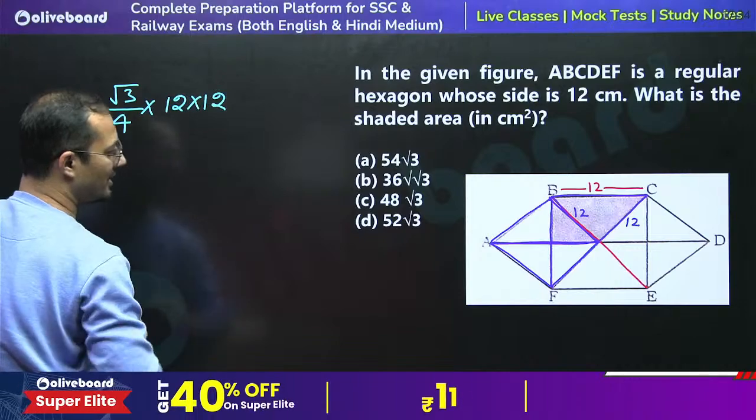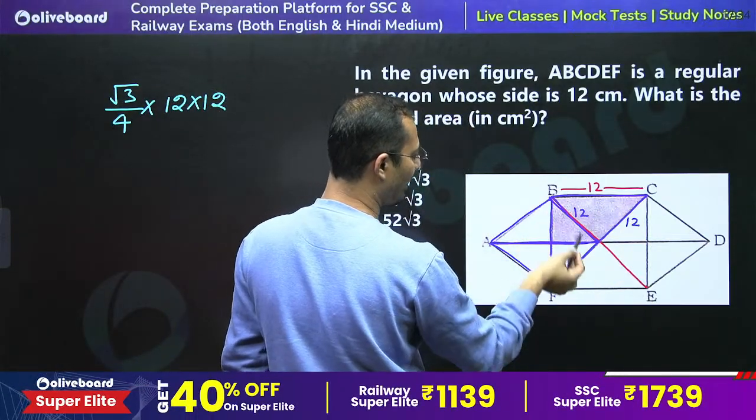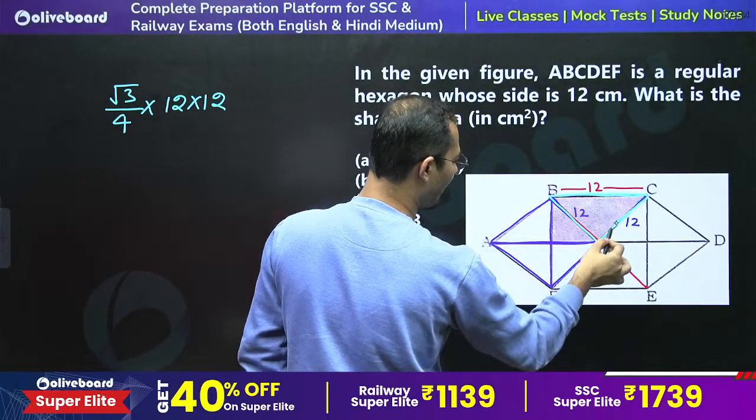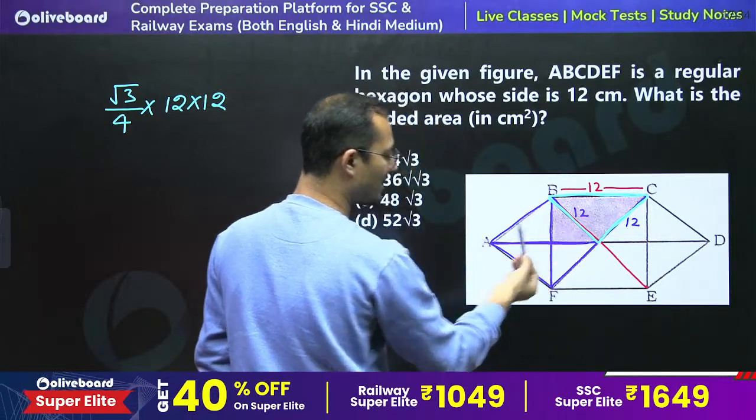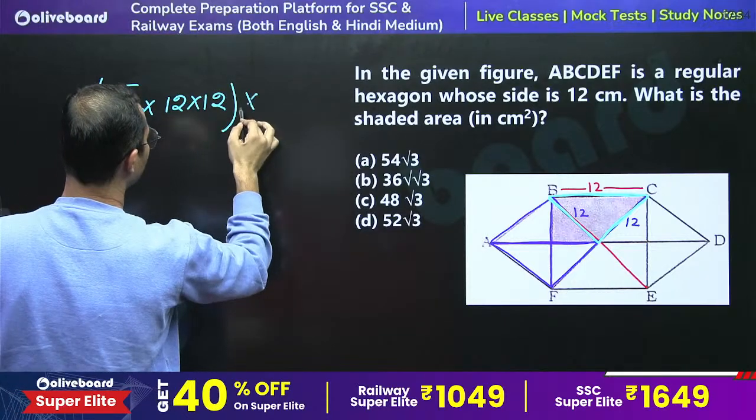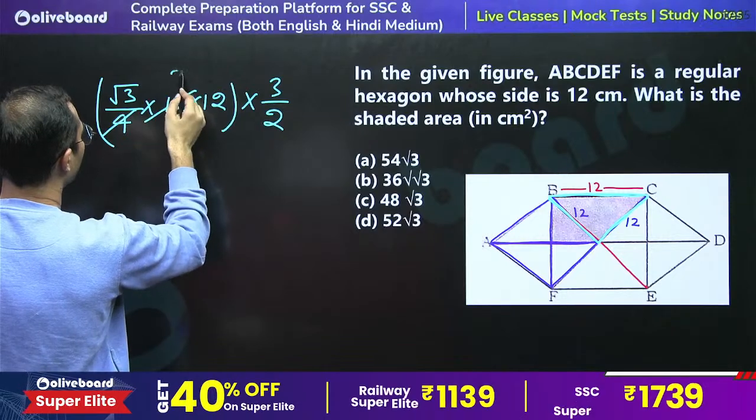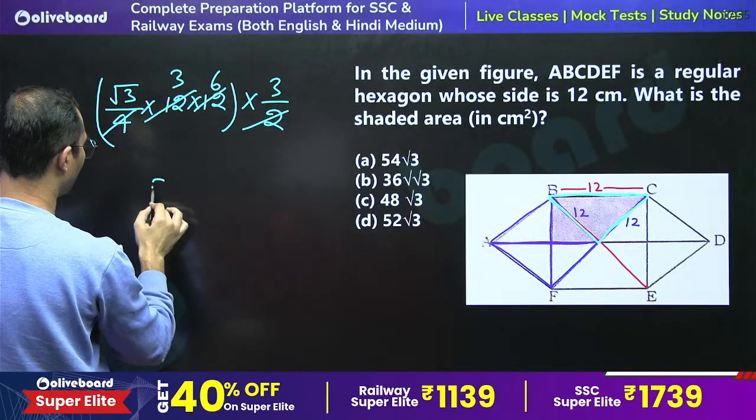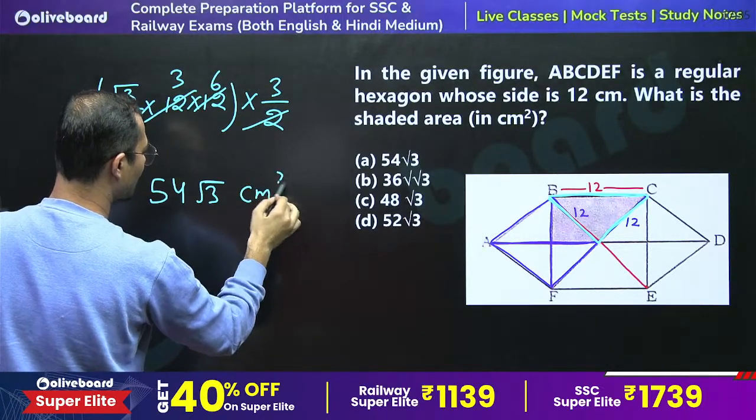Is this clear? If the complete figure is divided in 6 parts, this is one part, and this is half of another part. So 1 plus half is 3 by 2, so just multiply by 3 by 2. By 4 this is 3 times, by 2 this is 6 times. So 9 into 6, 54. So 54 root 3 centimeter square is the right answer.